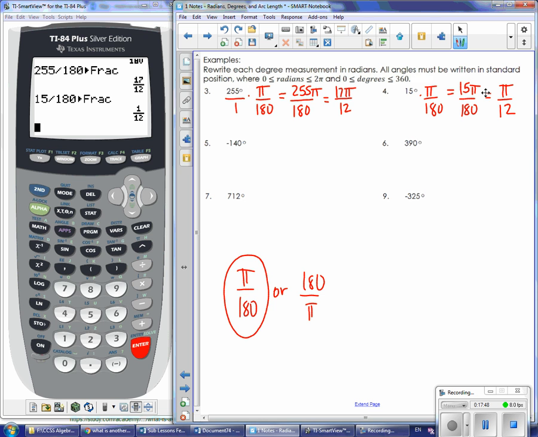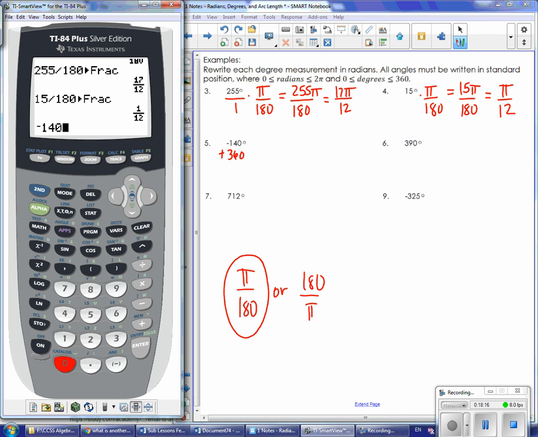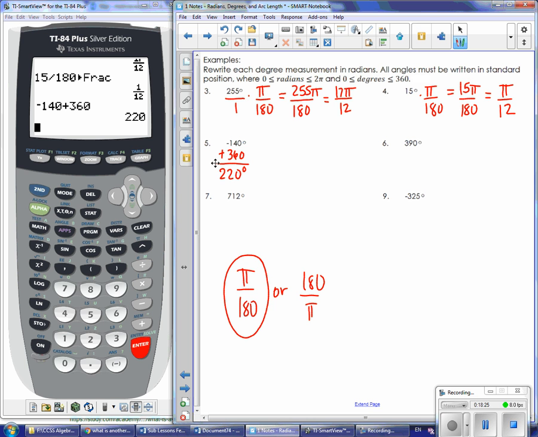Now, when I look at number 5, I actually run into a problem because it's negative. And remember, I said that in standard form, all of your angles should be between 0 and 360. If I'm dealing with radians, they'd have to be between 0 and 2 pi. So I have a problem here because my angle is a negative angle. So what I need to do is correct it. Anytime your angle starts off as negative, you're going to add 360. So negative 140 plus 360 means that a negative 140 angle is equivalent to a 220 degree angle.